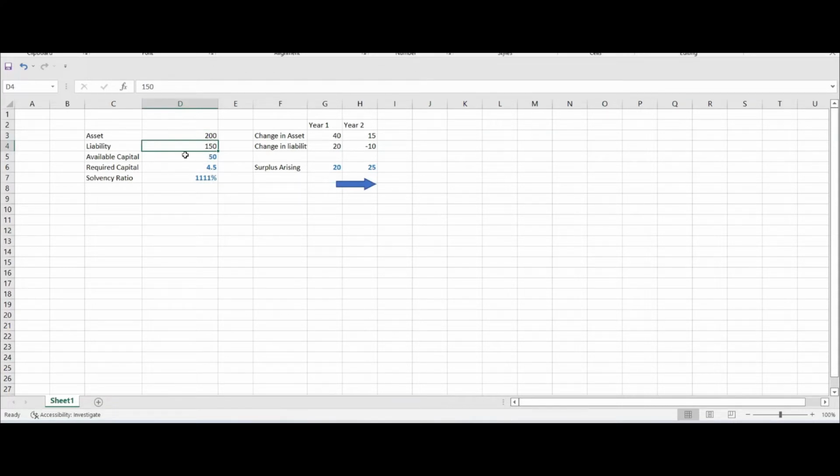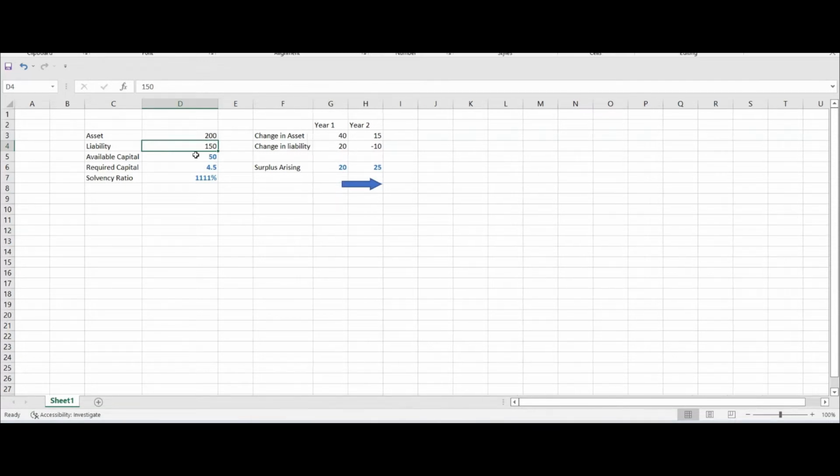Now, this is not profit. Why is this not profit? Many people would say asset minus liability is profit. That is not profit. Profit is given by change in asset and change in liability, which you'll see here. But this is capital, right? Asset is at a particular point of time. Liability is at a particular point of time. So these are balance sheet items. And when you subtract asset minus liability, it is the equity or the capital.